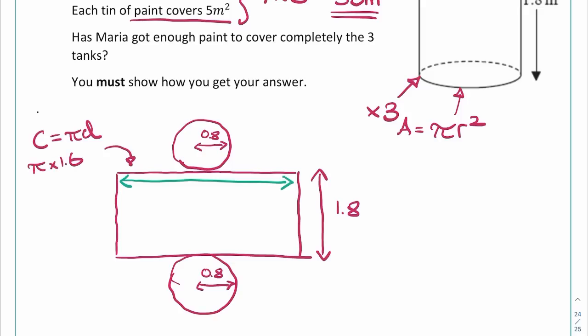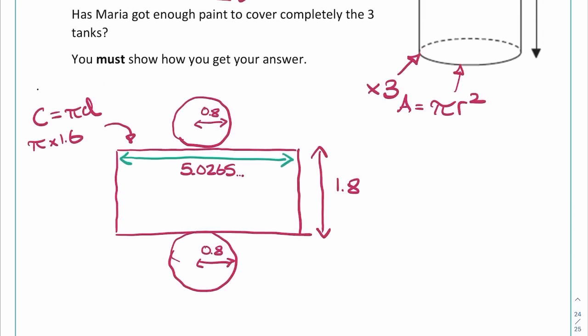This is obviously a calculator question, so I'm going to type it into the calculator. 1.6 times pi comes out as 5.0265 and a few more decimals. Now we're looking at whether we're going to be able to cover it with paint, so we don't need to work out the exact area, we're just going to get it as accurate as we can. So there we go, that's all the lengths that you need.